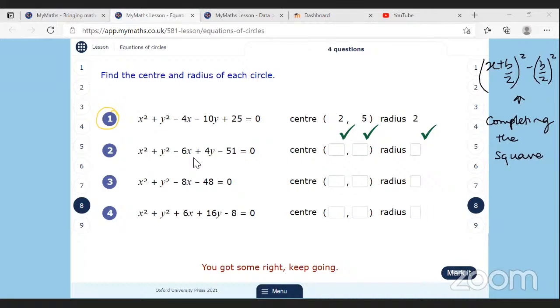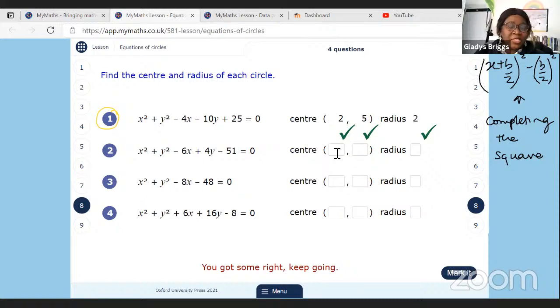Okay. So what about question 2 then? Let me see what people are getting. 3 and -2, and r is 8. 3, -2. Well done. You guys are super good on this. Somebody needs to check their answer for number 2.